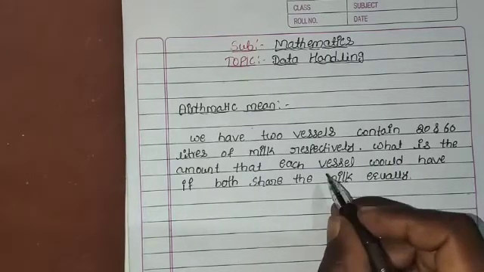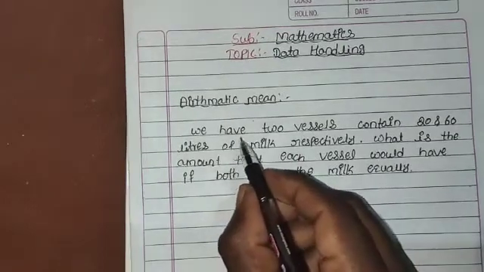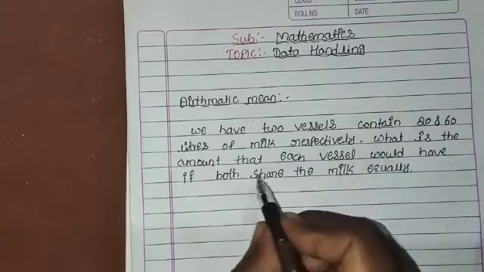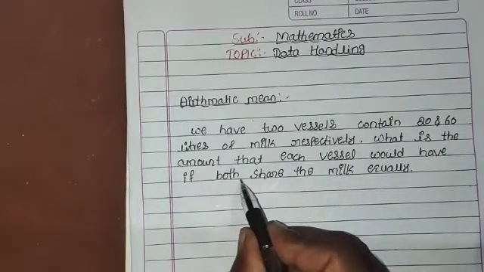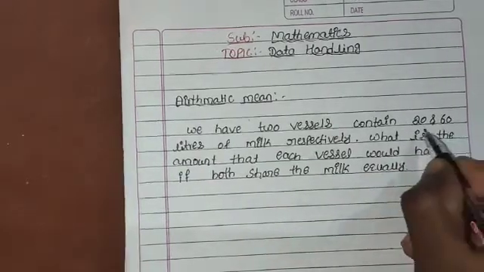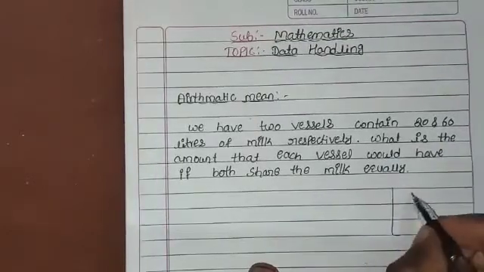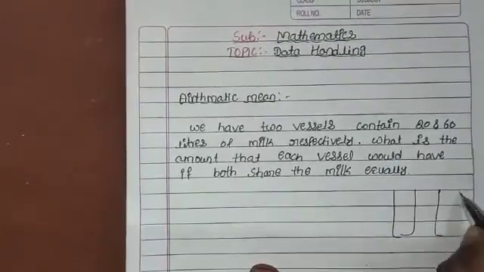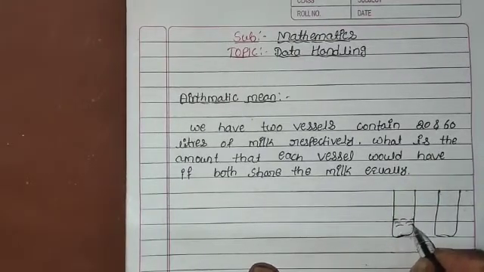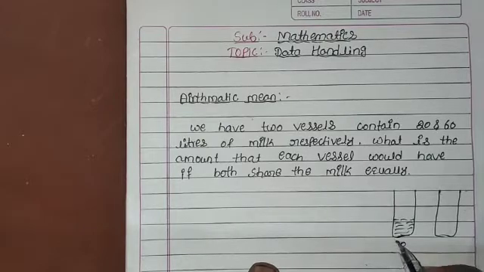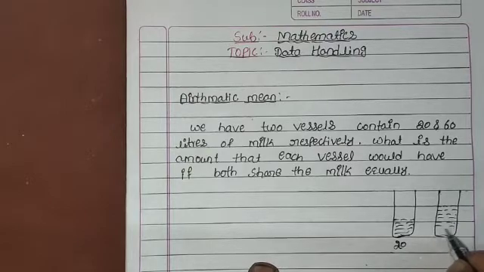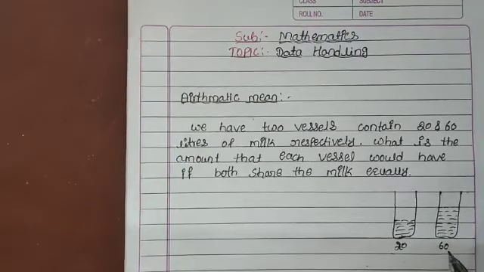Now we have to understand this with an example. Here we have two vessels containing 20 and 60 liters of milk respectively. What is the amount that each vessel would have if both share the milk equally? It means we have two vessels like this. This is one vessel, this is another vessel. One vessel has 20 liters of milk, this is vessel 1. Another vessel contains 60 liters of milk.